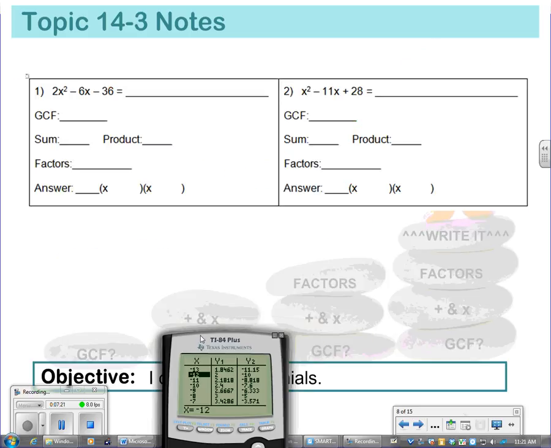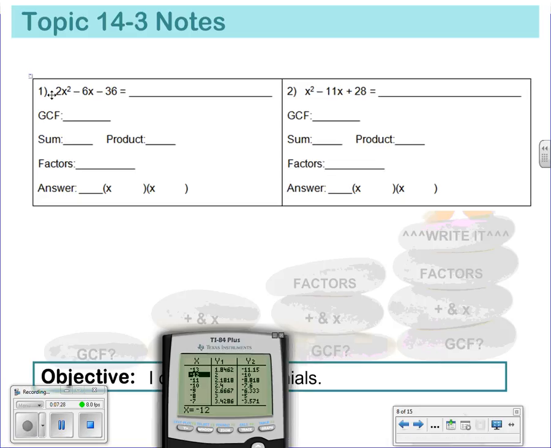Our first example we have is 2x squared minus 6x minus 36. I will look to see, is there a GCF? Is there a number that goes in the 2, negative 6, and negative 36? And I recognize, yes, it is. There's a 2. So I'll put a 2 and in parentheses so I can rewrite my trinomial. And I'm going to divide everything by 2. Dividing everything by 2 leaves me with x squared minus 3x minus 18. 36 divided by 2 is 18.